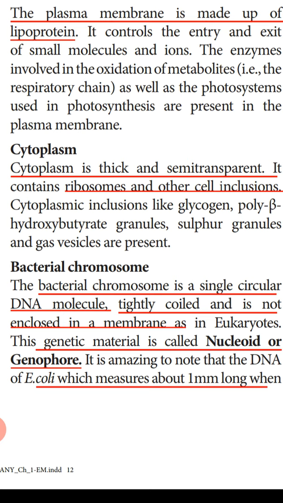As we have studied, bacteria are prokaryotes, and prokaryotes do not have a nuclear membrane. So here the bacterial chromosome consists of a single circular DNA, which is tightly coiled and is not surrounded by the nuclear membrane. The genetic material is called the nucleoid or genophore.